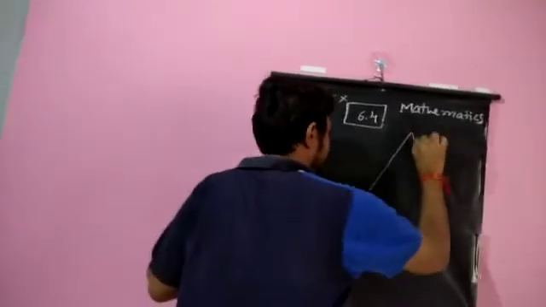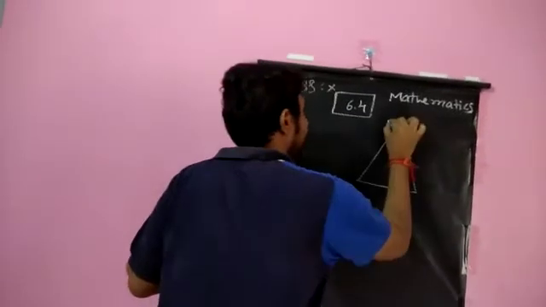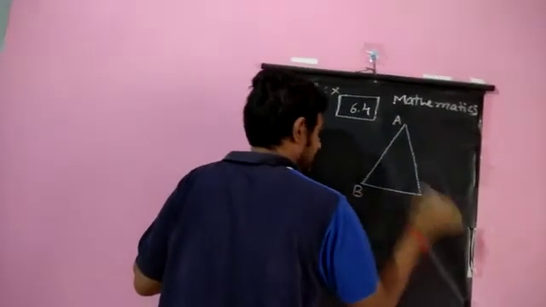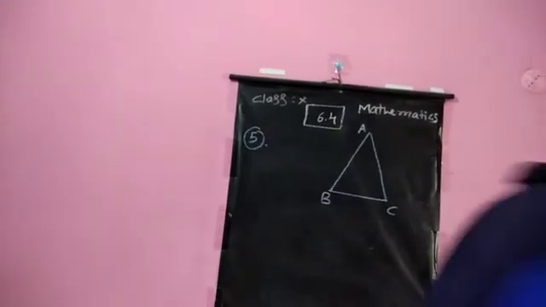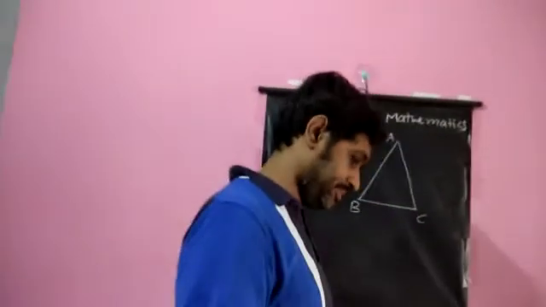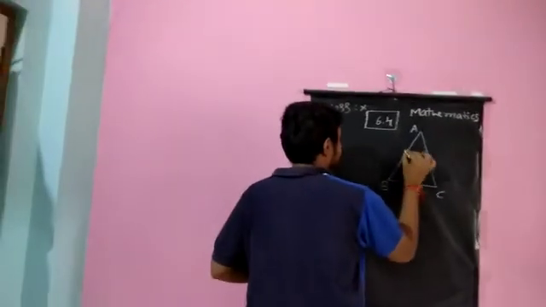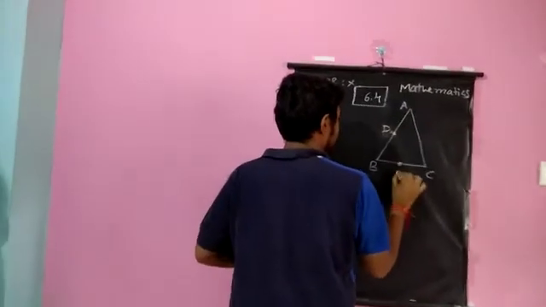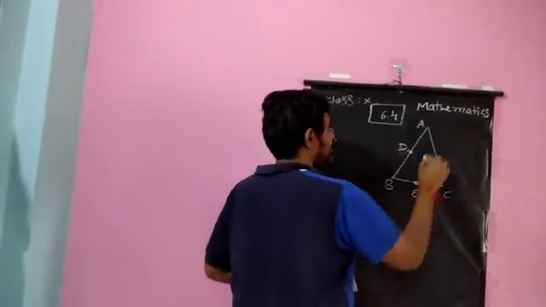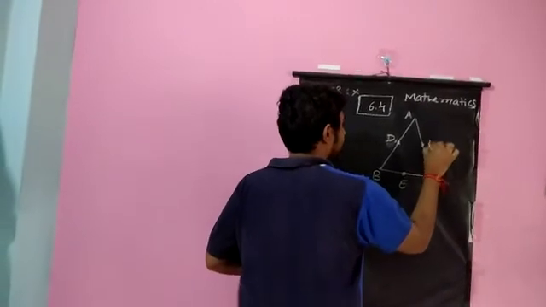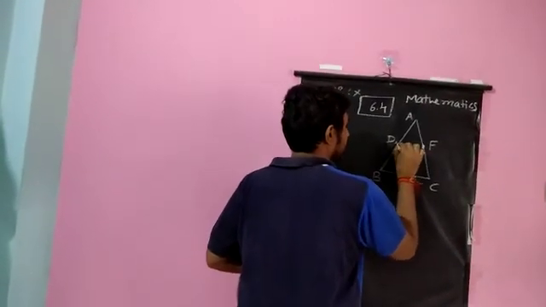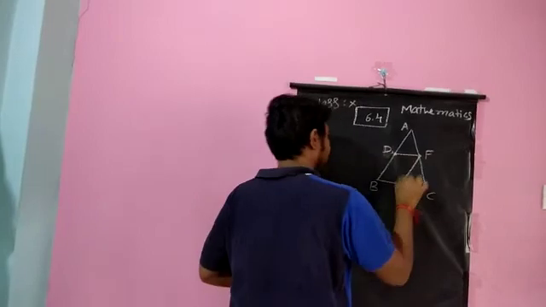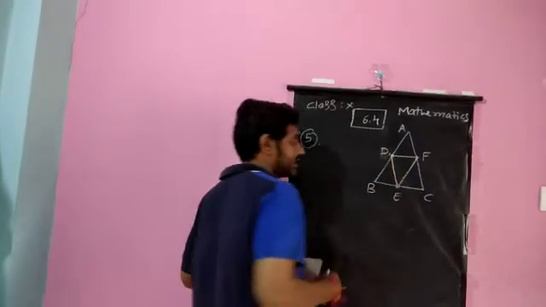So clearly for me, we have a triangle here, triangle ABC. In this triangle ABC, D, E, F are the midpoints of the sides AB, BC and CA. That means the midpoint of the side AB is D, midpoint of BC is E, midpoint of AC is F. So if I join this DEF, we will get one more triangle inside the triangle ABC.